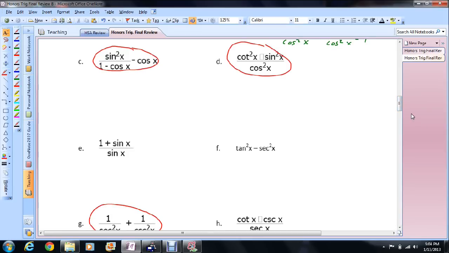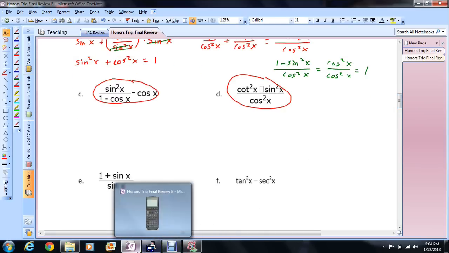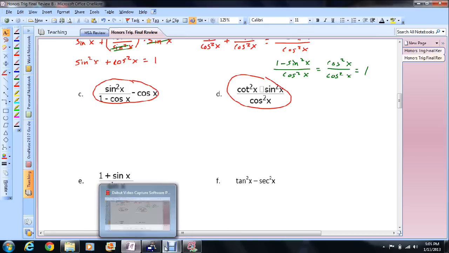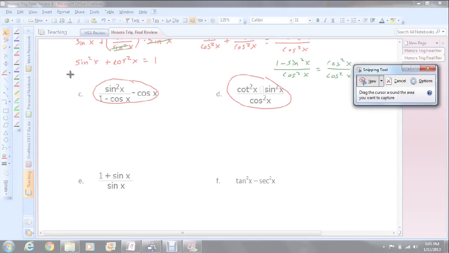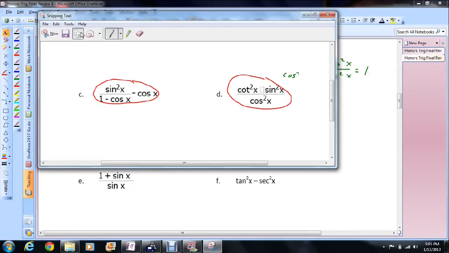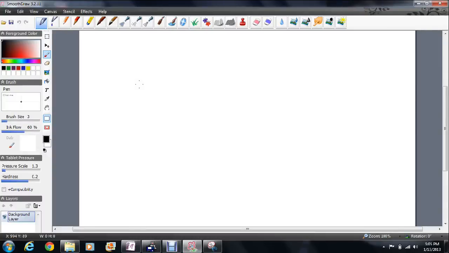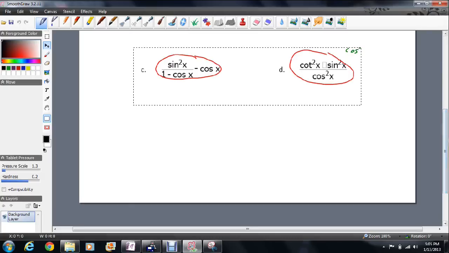So I apologize, I didn't leave you guys a whole lot of room. I'm going to go into a clean sheet of paper so I have plenty of room to do each of these. Okay, so now I have plenty of room. So let's try it on here now.